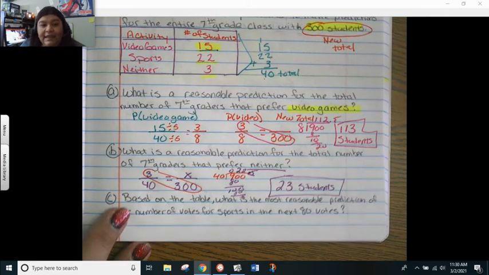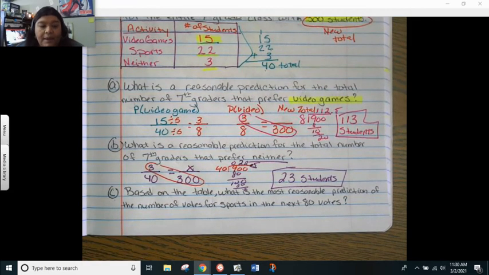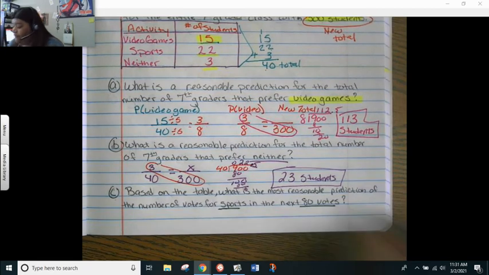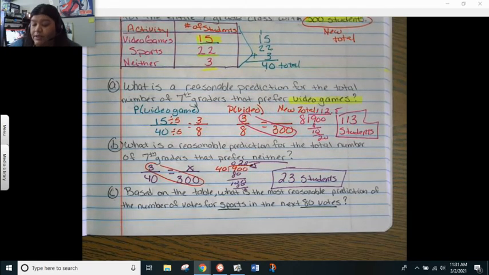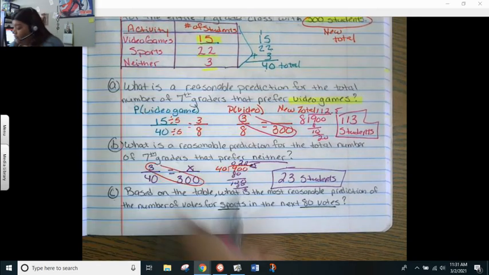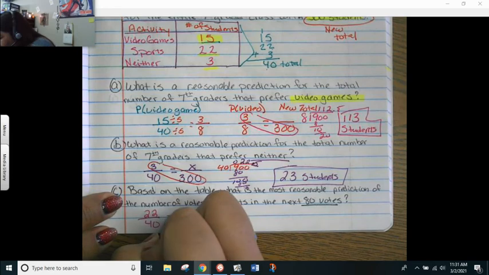And go ahead and copy C down. Based on the table, what is the most reasonable prediction of the number of votes for sports in the next 80 votes? Okay, so now I'm not even looking at 300. So now I'm doing sports in 80 votes. Okay, so the sports, we're going to take a look at our table again. Sports is 22 out of 40.